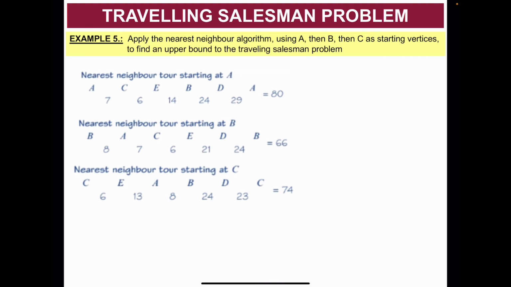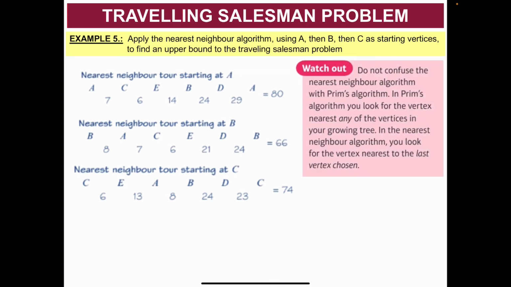As a reminder that I have already mentioned, please do not confuse the nearest neighbor algorithm with the Prim's algorithm. In the nearest neighbor algorithm, you're only looking at one column. In Prim's algorithm, you're always looking at all columns that have already been selected or marked.